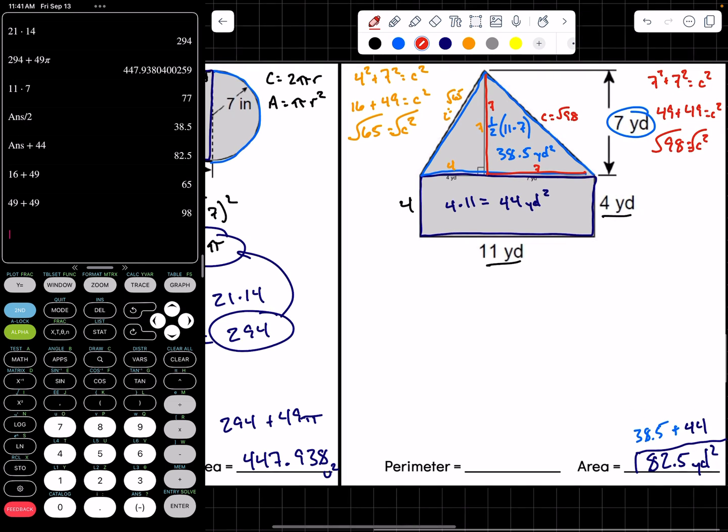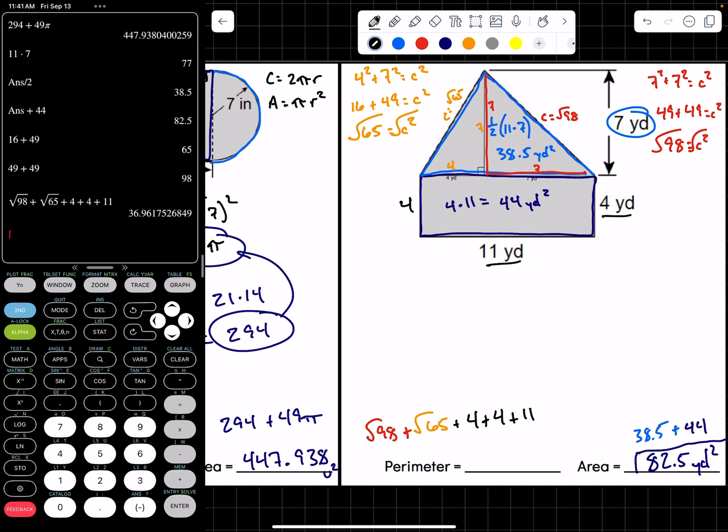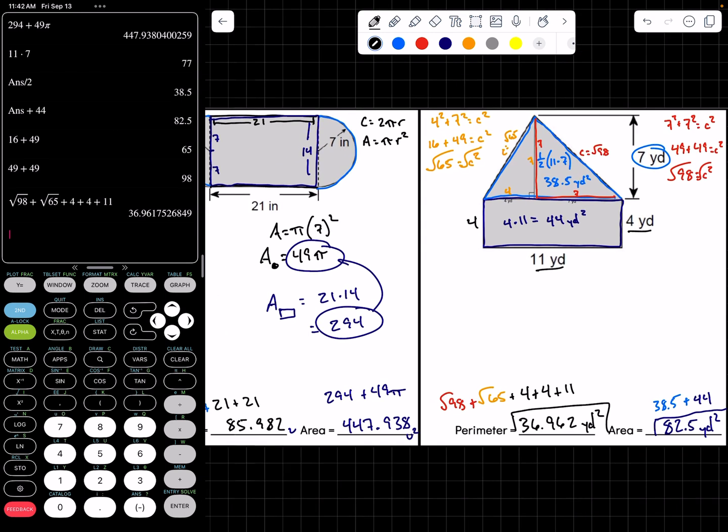So for my perimeter, it's simply going to be root 98 plus root 65 plus 4 plus 4 plus 11. Root 98, right arrow to get out from underneath the square root, plus second x squared to get me the second square root, 65, right arrow, plus 4 plus 4 plus 11. We get 36.962 yards. And that covers all of that.